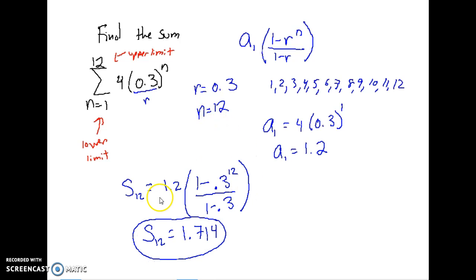Again, I could have found all 12 terms and added them up, but isn't a formula so much easier? Why don't you go ahead and try this one next. What is the sum of 2 to the power of n minus 1, starting at 1, going to 7?